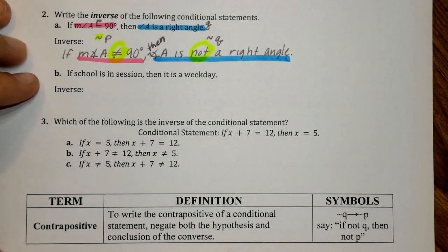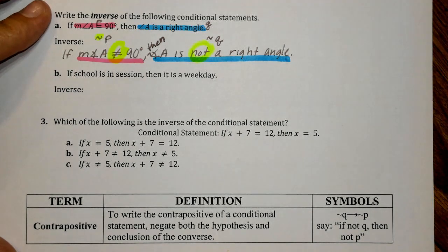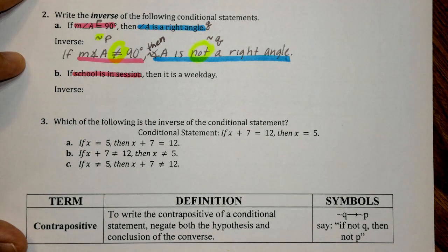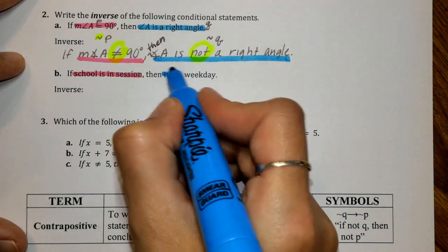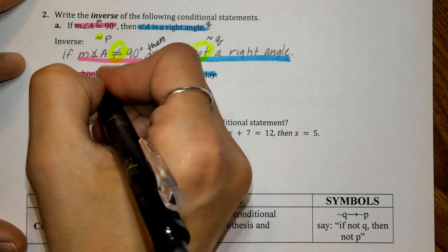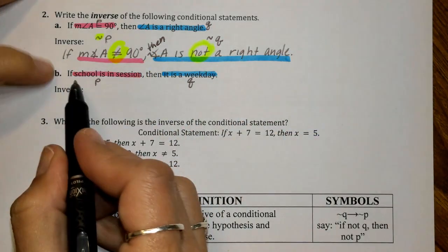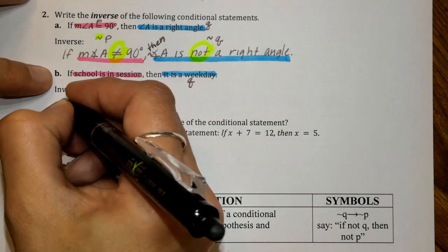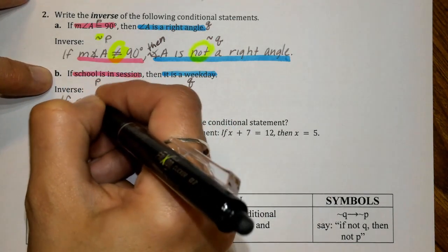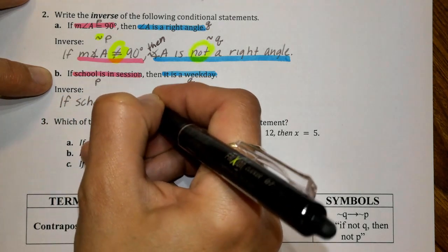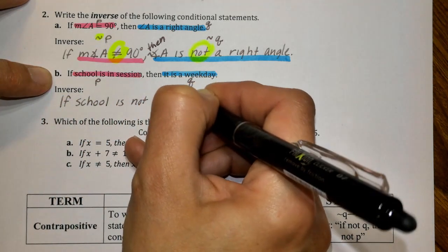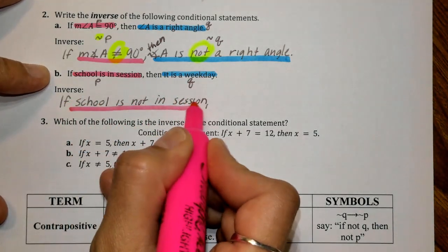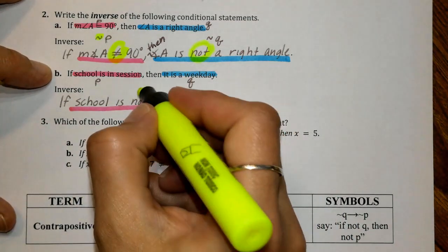B says if a school is in session, then it is a weekday. Let's look at our hypothesis and conclusion. Hypothesis, school is in session. Conclusion, it is a weekday. We need to change our P and change our Q to the opposite. So let's take P, hypothesis. If school is in session, what's the opposite of school being in session? If school is not in session, comma. So we still have the school in session as our hypothesis first, but we changed it to the opposite.